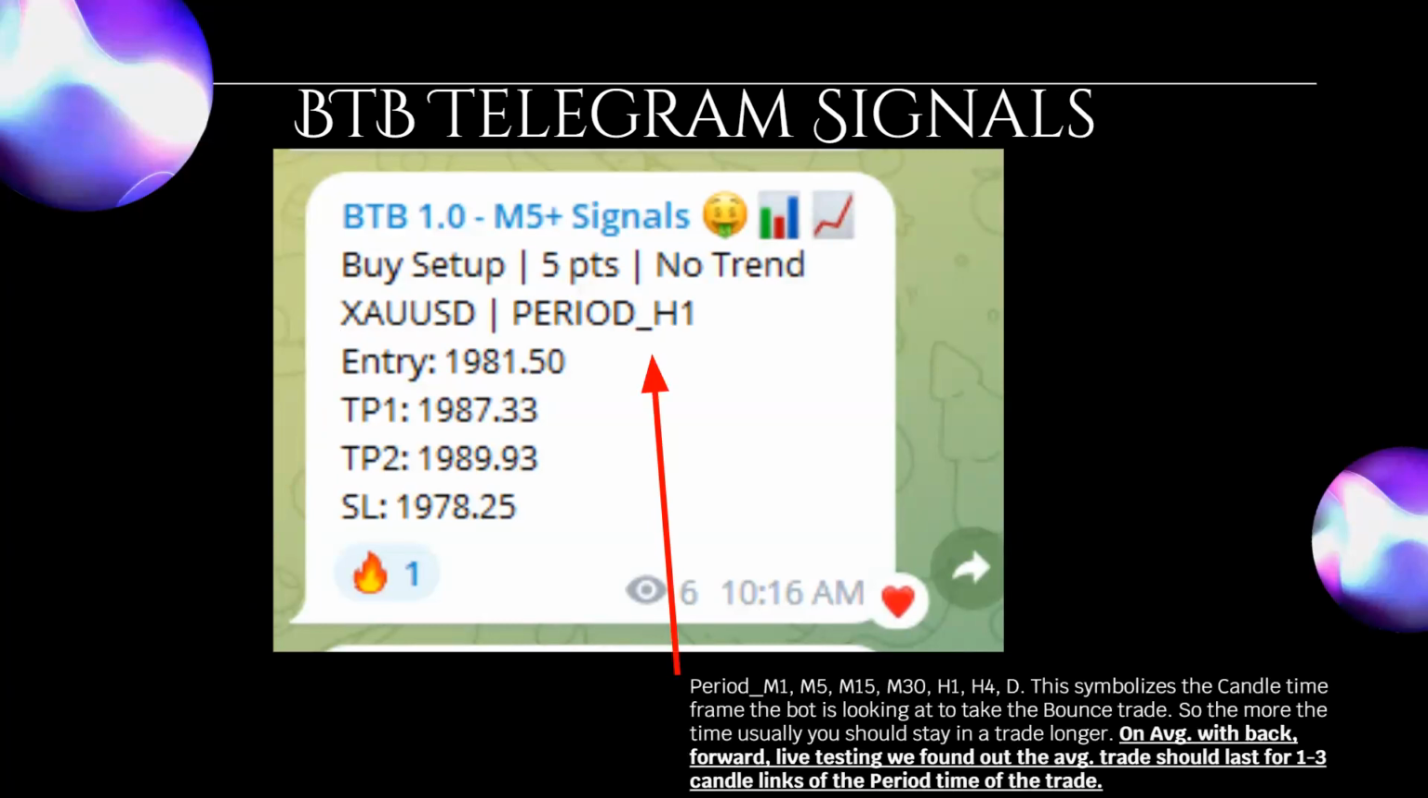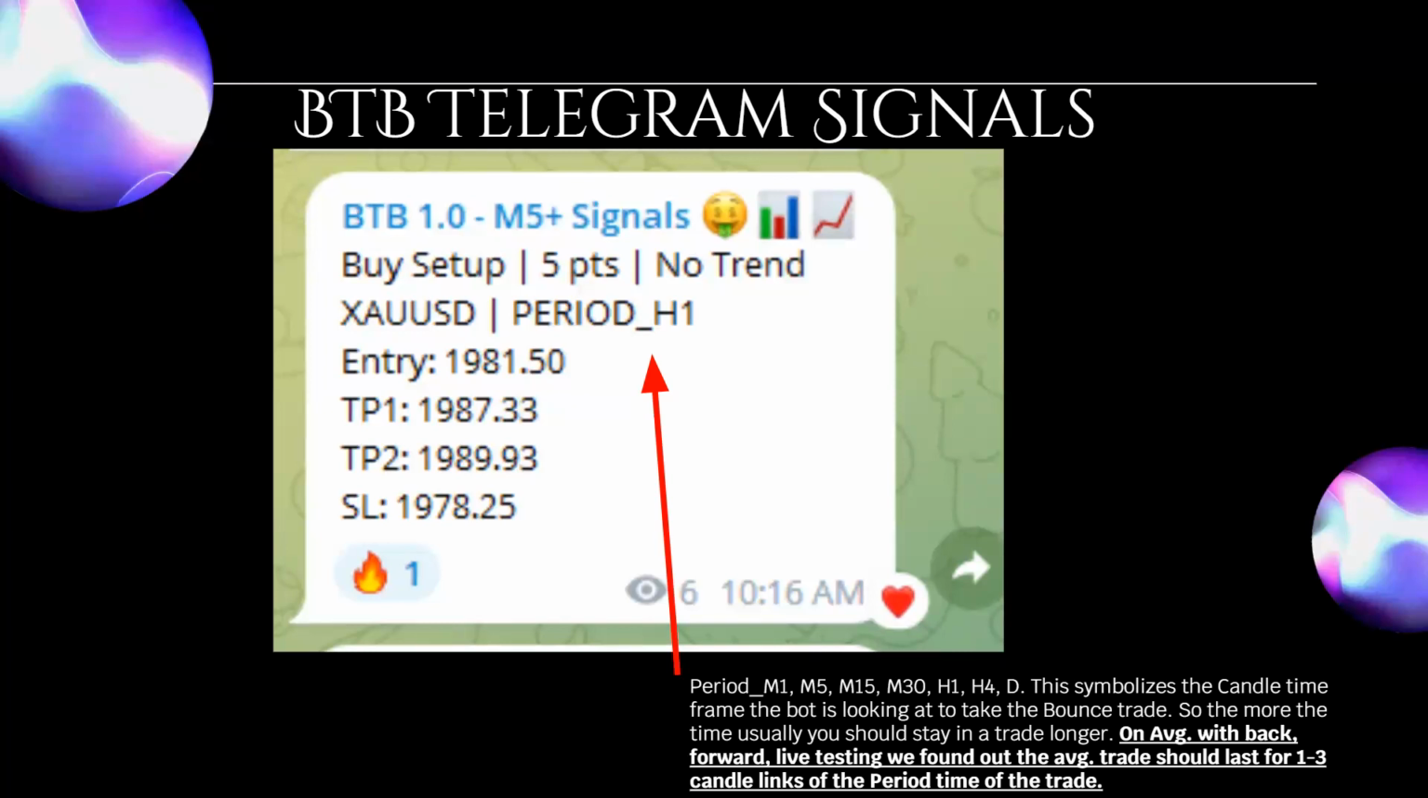Okay, period. So this is the period. We know that it's an M5 plus bot. So, if it says M1, then that means it's only taking 1 minute trades. This is the M5 plus. So it's taking what? 1 minute, 5 minutes, 15, 30, 1 hour, 4 hours, and 1 day. And then this one right here, what does that mean? Period. H1. Well, that means hour one. That means a 1 hour trade that you're looking at right here. And this is symbolizing the candle time frame the bot is looking at to take the bounce trade.